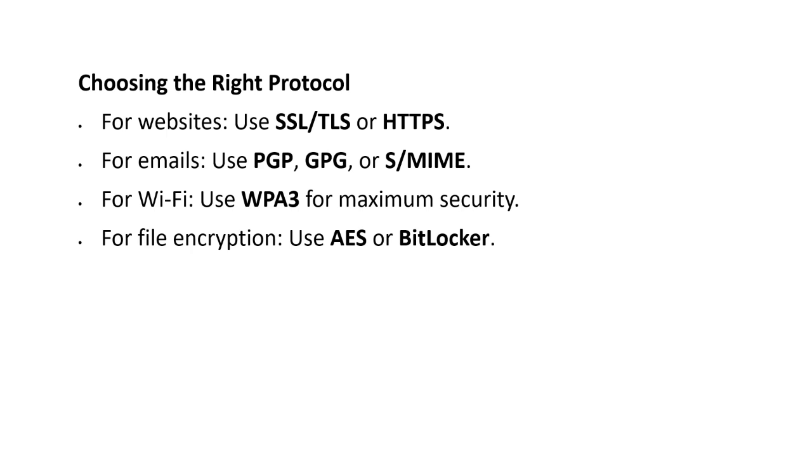Choosing the right protocol. For websites, use SSL/TLS or HTTPS. For emails, use PGP, GPG or S/MIME. For Wi-Fi, use WPA3 for maximum security. For file encryption, use AES or BitLocker.